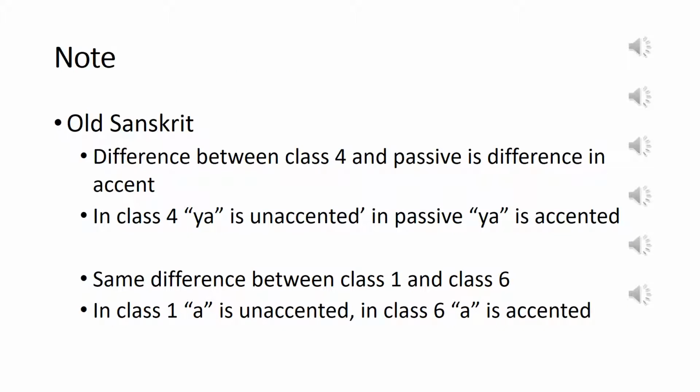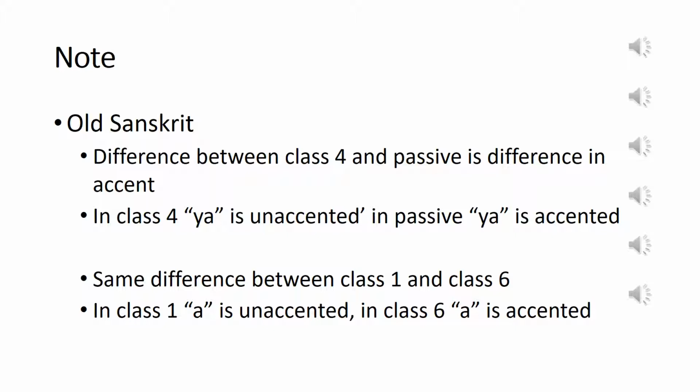You would have noticed that the passive sign ya is the same as a class sign for class 4 roots. Of course, in the class 4 roots, the root is unaltered to form the stem, but in the passive, the root may be altered. However, the real difference is a change of accent. In the class 4 roots, the ya added is unaccented. The accent falls on the radical vowel. However, in the passive, the ya added is an accented one. The radical vowel is unaccented.